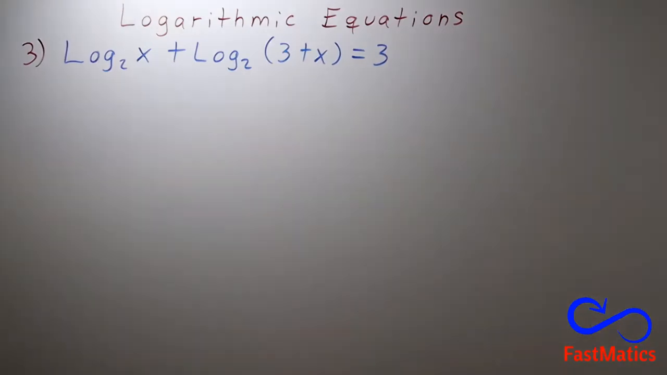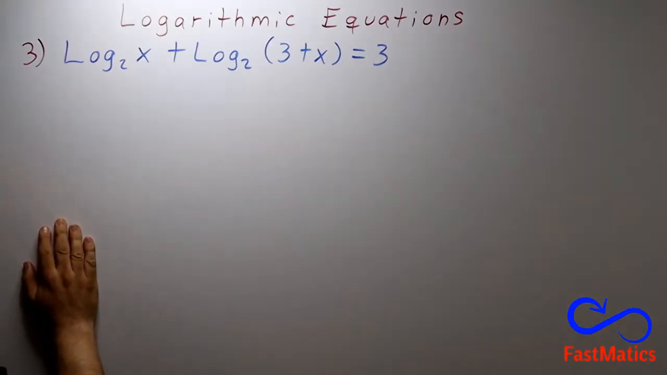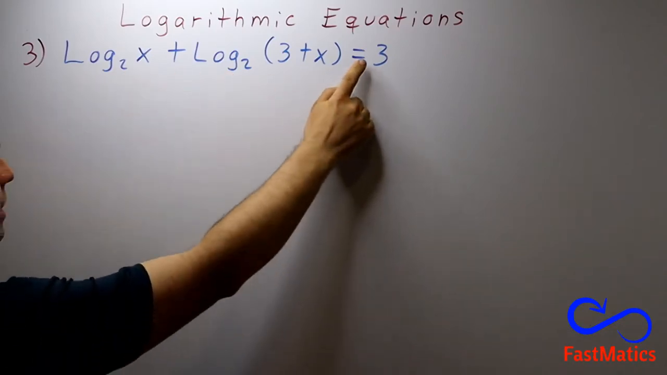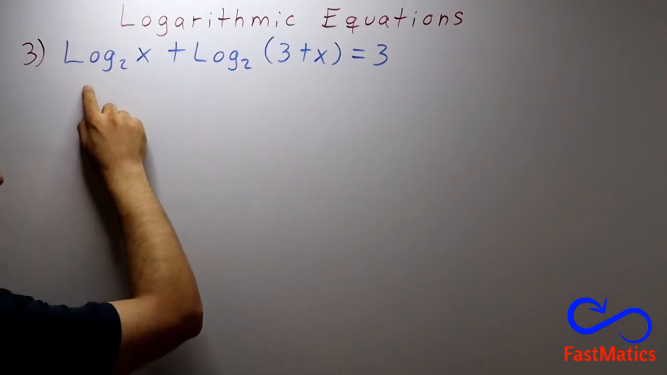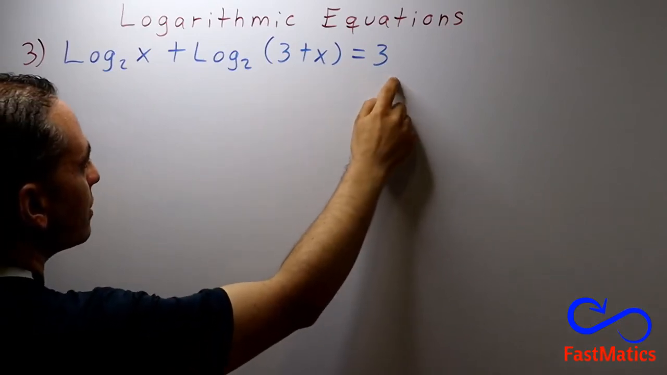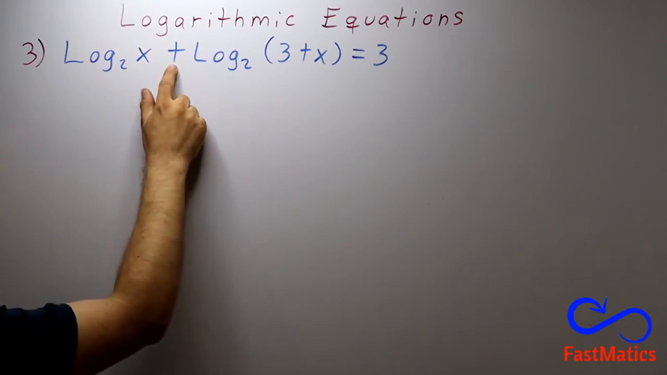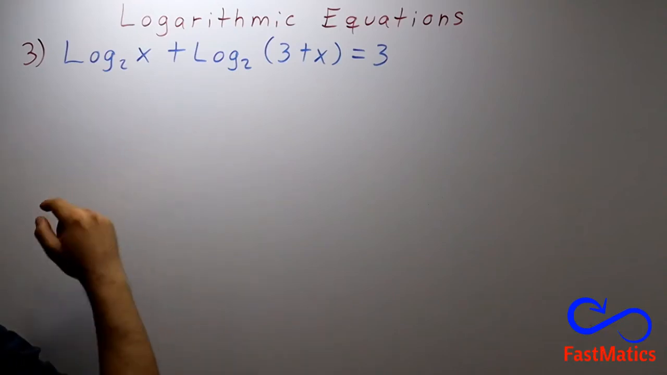Follow me please. First of all, I must see that I have a logarithmic equation because here we have logarithms and the equal sign. After that, we must verify that we have only one term on the left side and only one term on the right side. But here I have one term separated by a positive sign of another term. Then I must use the properties of logarithms to get only one term.